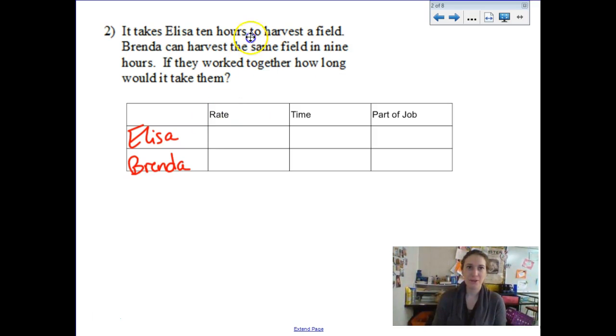All right, let's talk about Eliza and what she can do. She can harvest the field in 10 hours. These are horrible jobs. All right, so her rate is one job completed in 10 hours. That's her individual rate. Brenda can do that same job. It takes her 9 hours. So her rate is one job in 9 hours. Now they're going to work together for some mystery amount of time, so we'll call that x.